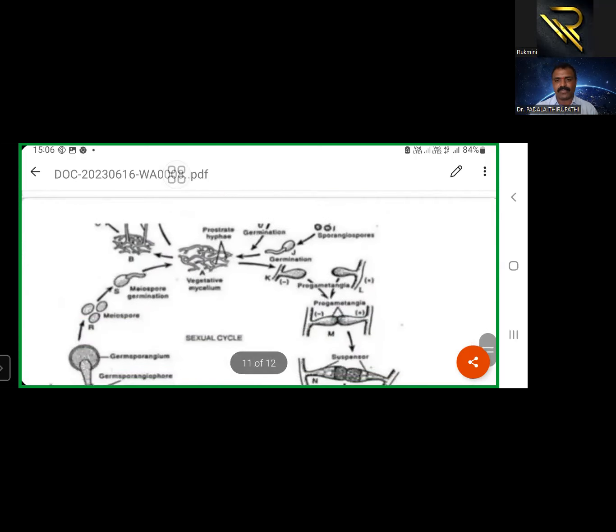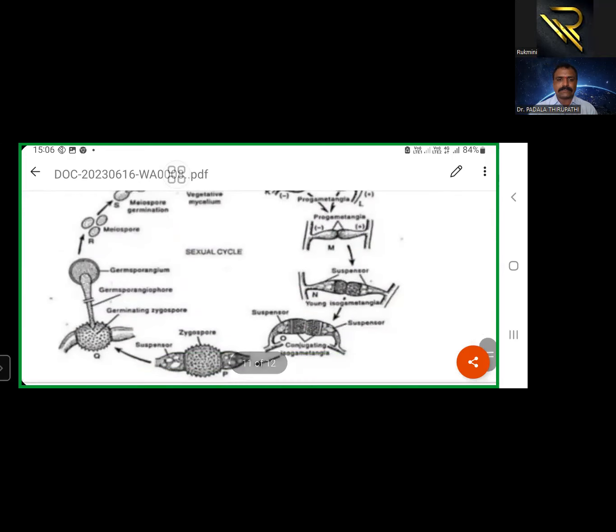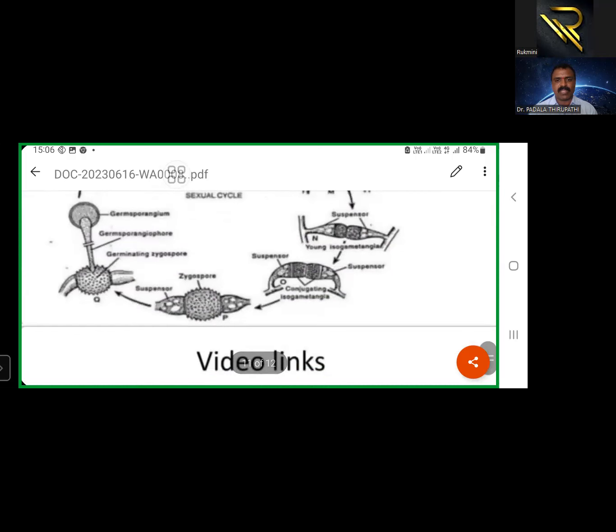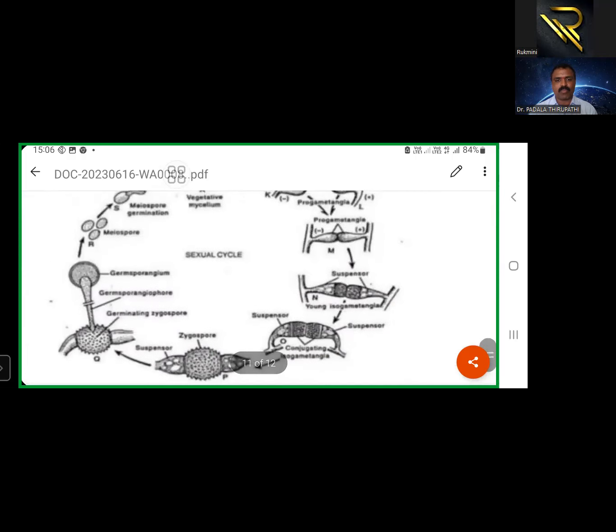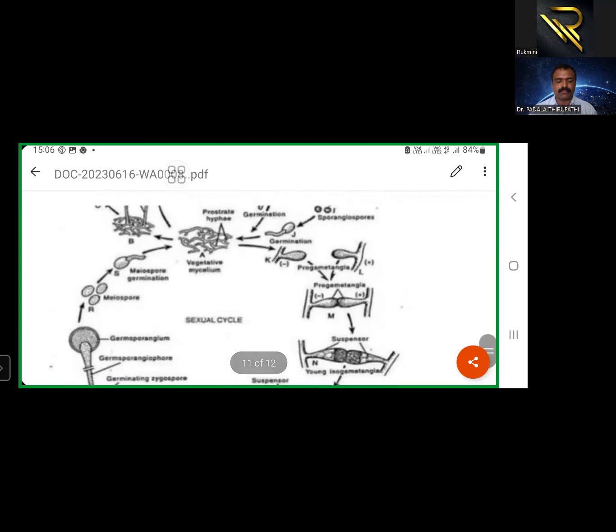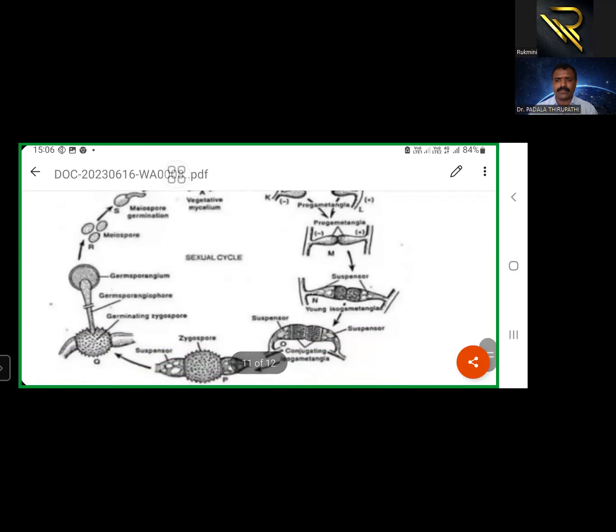If you observe the life cycle of Mucor, the haploid phase is dominant. The diploid state is seen only after this gametangial copulation, so it is a short-lived phase. The diploid phase is short-lived, but for the remaining time it is present in the haploid state. That is why the life cycle of Mucor is described as a haplontic life cycle.